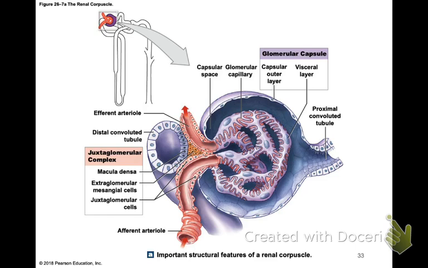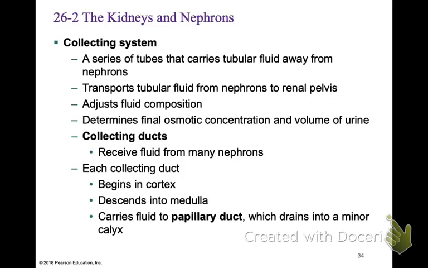So here's the same diagram again, but this time we're going to focus on the juxtaglomerular complex. So you can see that the specialized cells of the distal convoluted tubule form the macula densa, and then there's some mesangial cells in between that and the juxtaglomerular cells, which are modified cells of the afferent arteriole. All right, so as this fluid moves out of the renal tubule, that is, as it leaves the distal convoluted tubule, it moves into the collecting system.